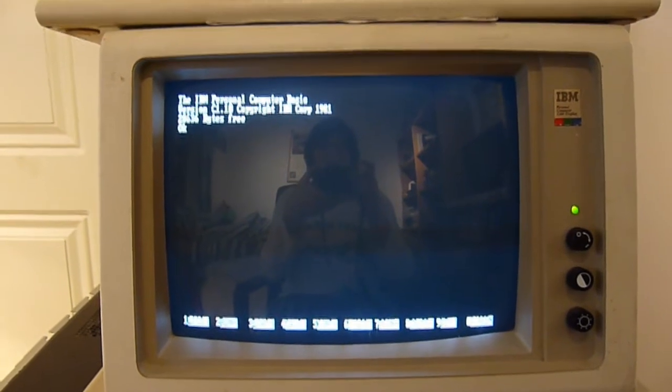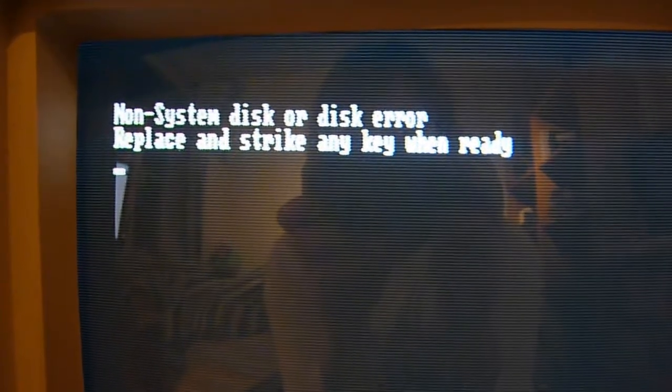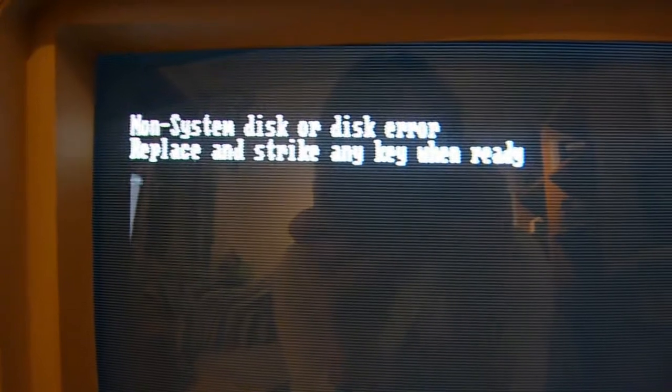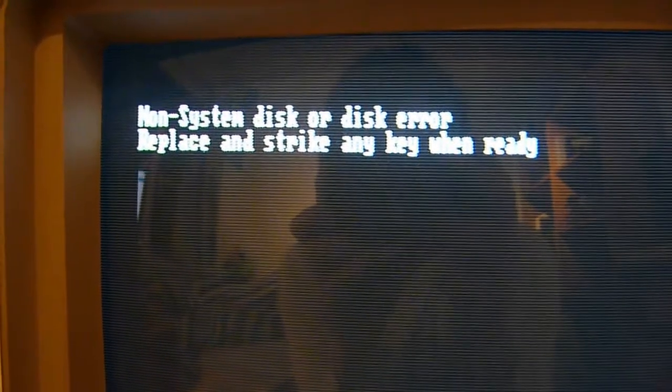Referring back to earlier, I want to show you something. Bear with me, tripod's not out and I'm not getting it out. So we'll just reboot it that way. Look at that. It recognises it's not a system disk. So you know what I'm thinking? My boot disk is bad.